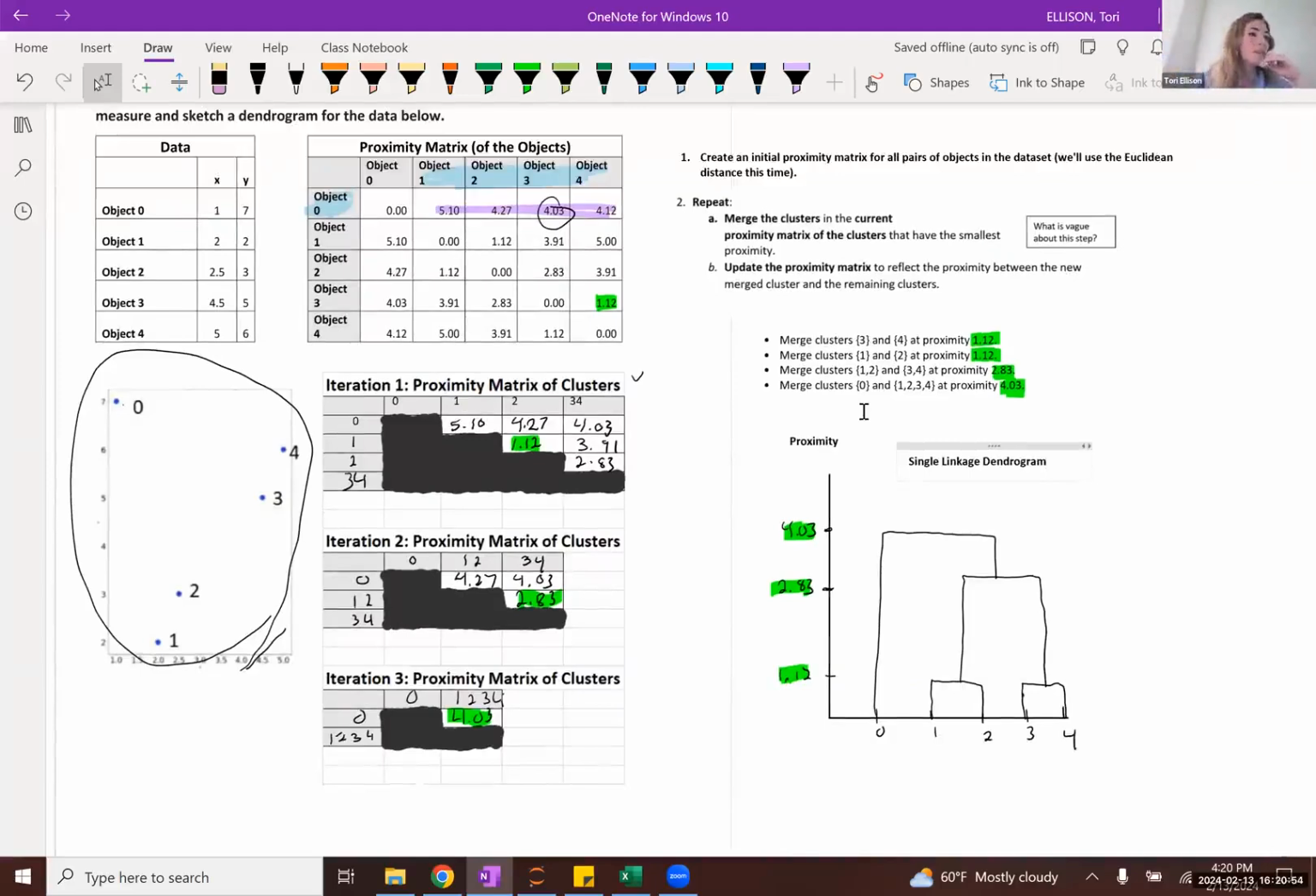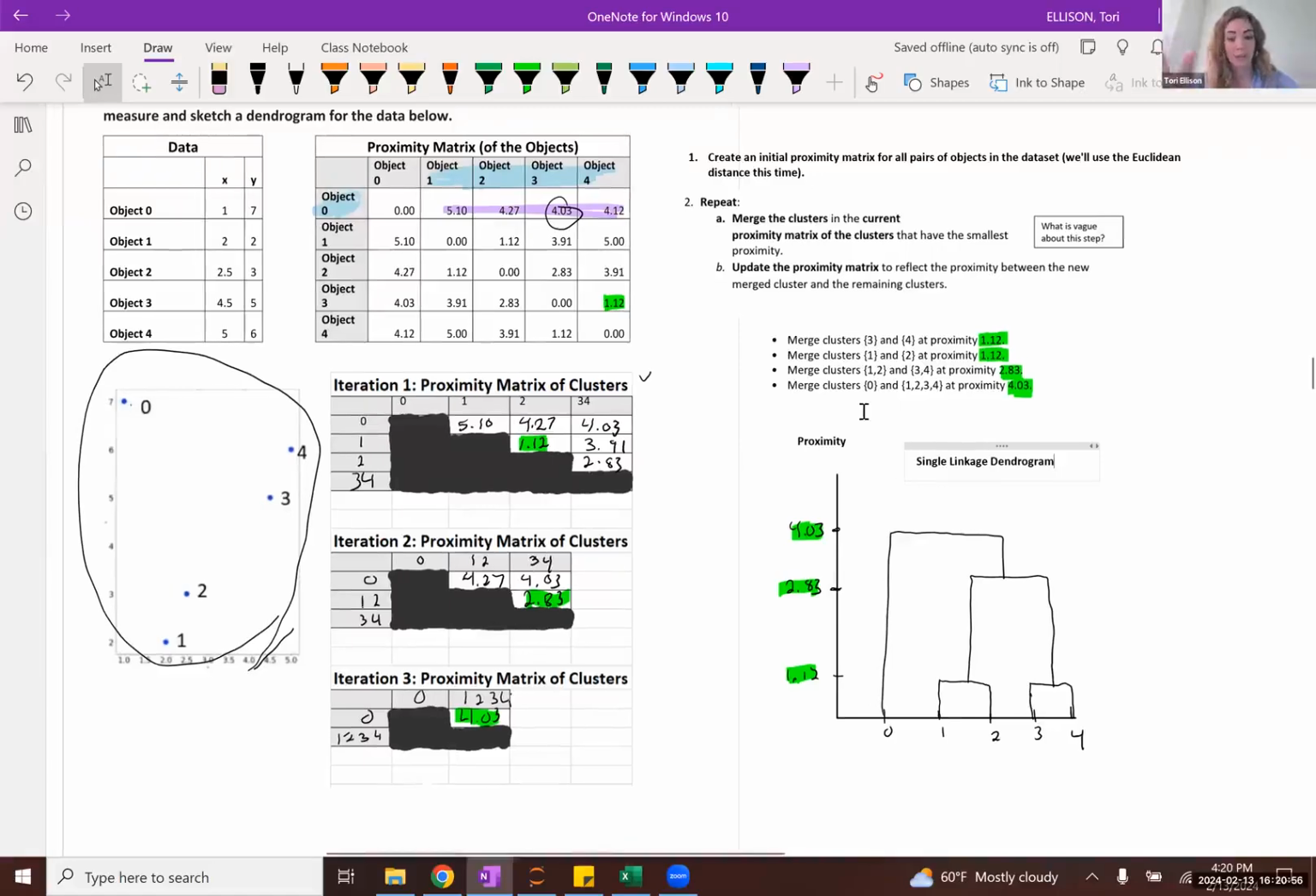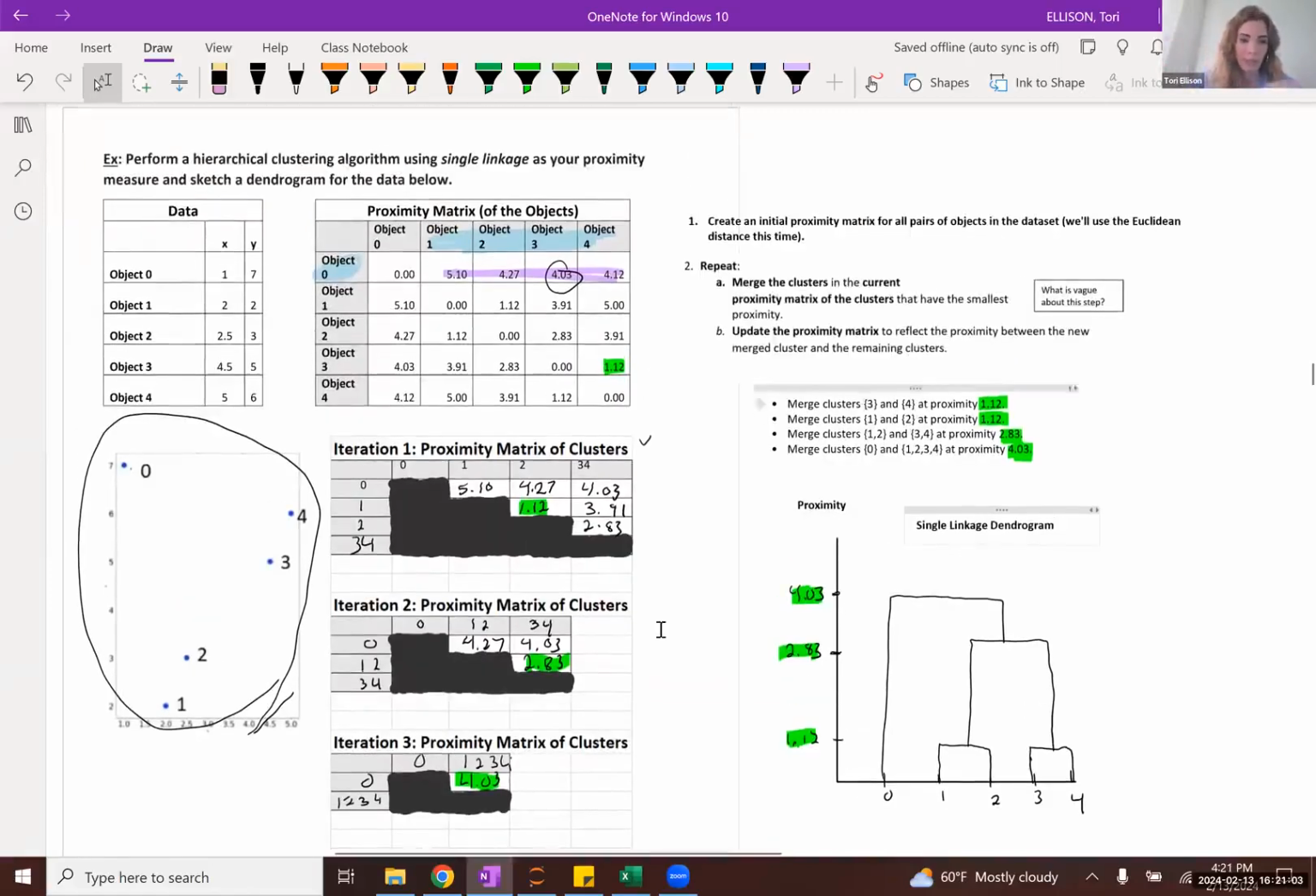Okay, now the key thing here that you want to focus on in how we are constructing the dendrogram, or running this algorithm for the single linkage function in particular, is how we are reconstructing these proximity matrices. So when we move on to complete linkage, we're going to reconstruct these proximity matrices in a slightly different way.